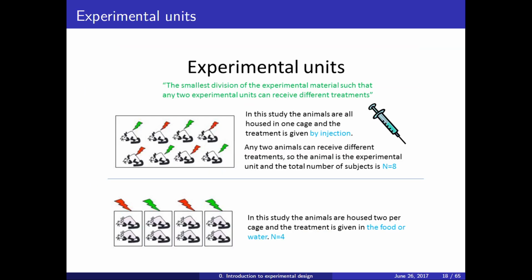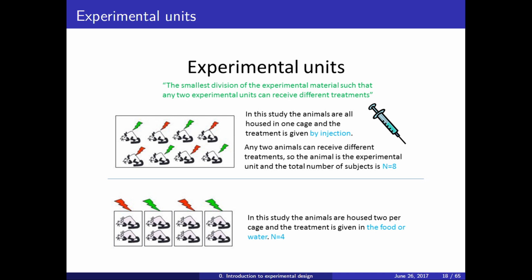So, about experimental units. Experimental units are the smallest division of the experimental material, such that any two experimental units can receive different treatments. For instance, if you are injecting your treatment into mice, then each animal can receive any of the treatments, so the experimental unit here is 8, because you have 8 animals. But if these animals are caged in groups of 2, and the treatment is given in the food or the water, then both animals in the same cage are receiving the same treatment.